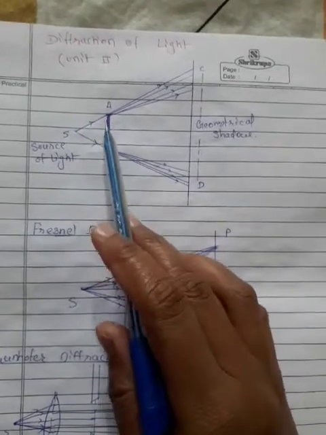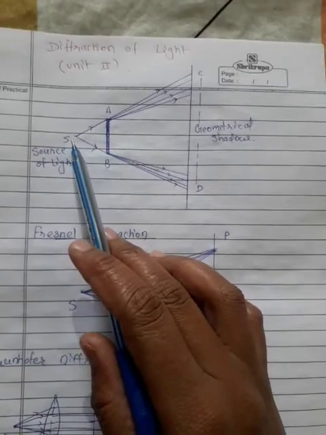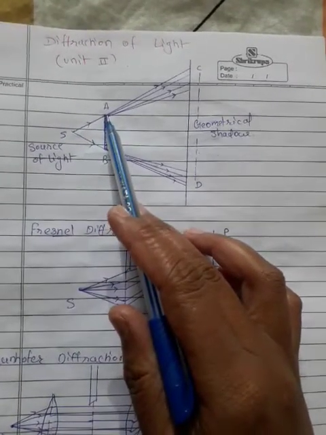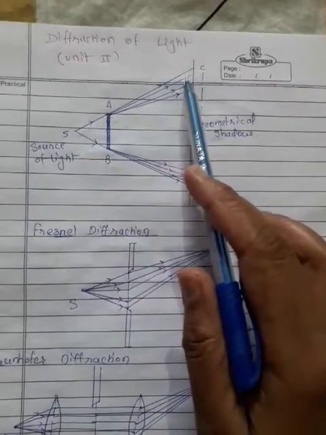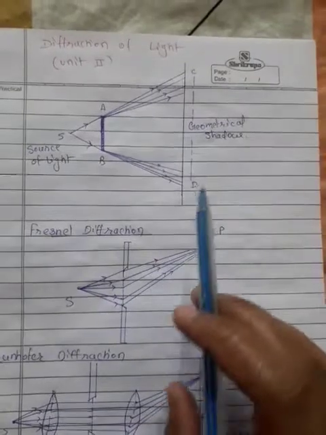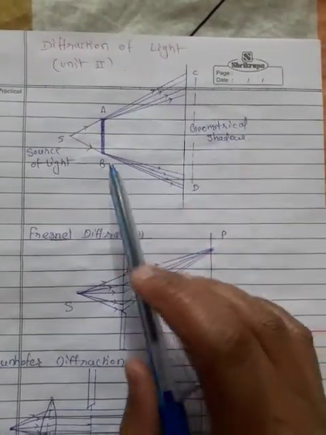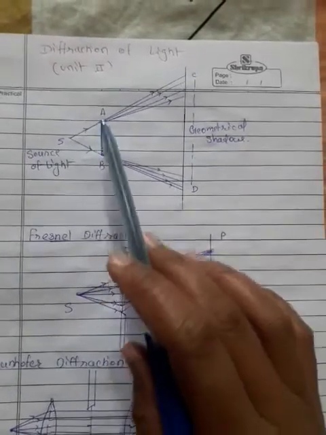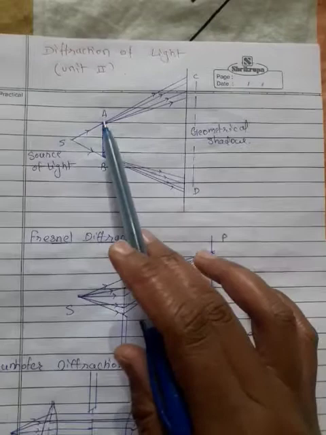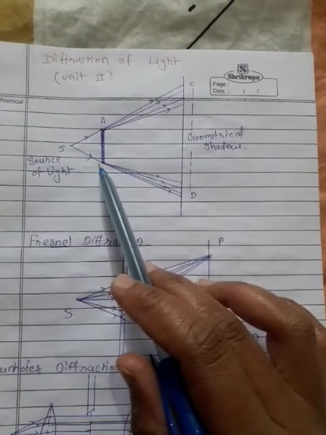Here we consider the obstacle AB, and this is the source of light. When the rays of light are bent across the end of the obstacle, they form the diffraction pattern. In the figure, we see the bending of waves around the sharp edge of the obstacle AB, and the rays get bent from the edge of this obstacle.